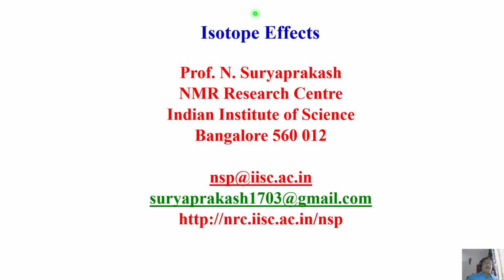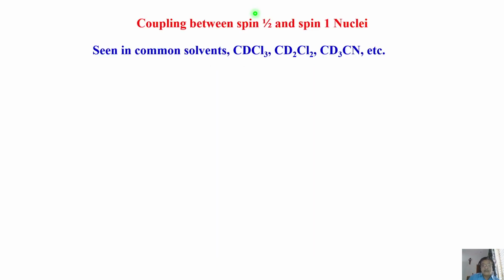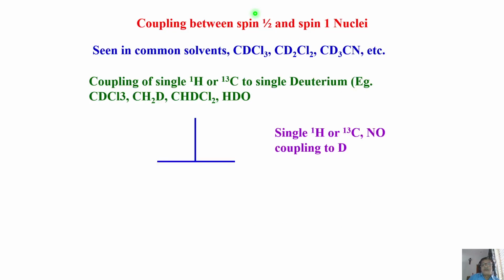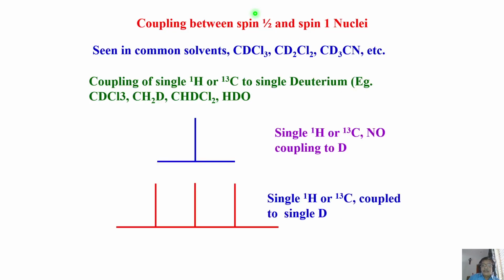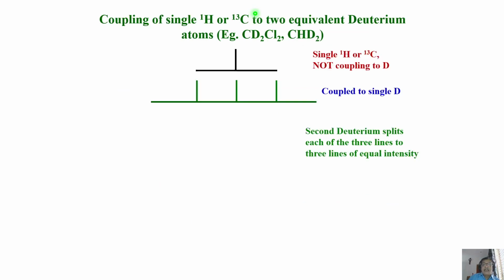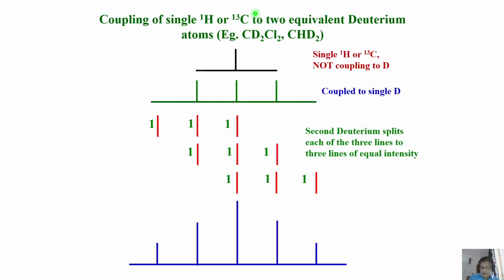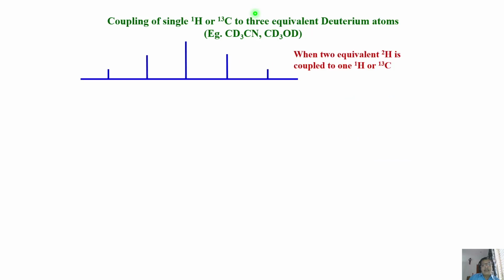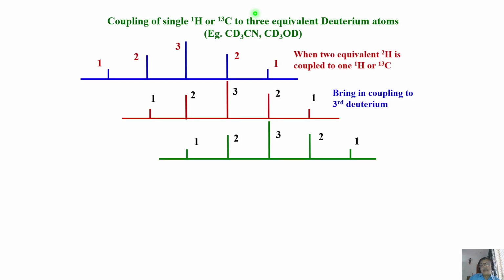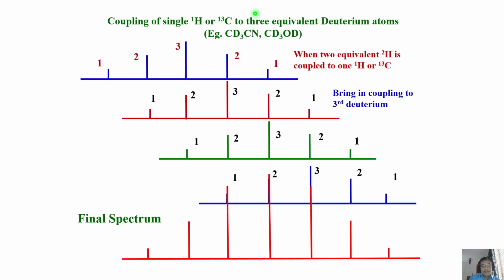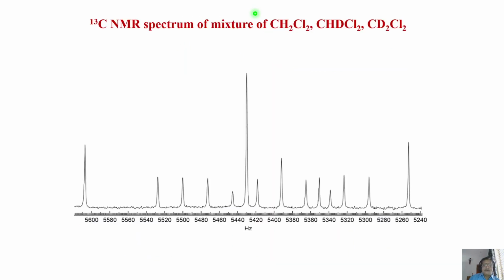Now I'll discuss something about what are called isotope effects. Of course, just now we discussed isotopic effect. CDCl3 is one thing. It gives 3 peaks. I explained already. And if you add another deuterium, I showed you, we get 1, 2, 3, 2, 1. And when I have 2 deuterium and 3 deuterium, we get peak intensity 1, 3, 6, 7, 6, 3, 1. Okay. And then we also saw how much is the shift in the deuterium position.